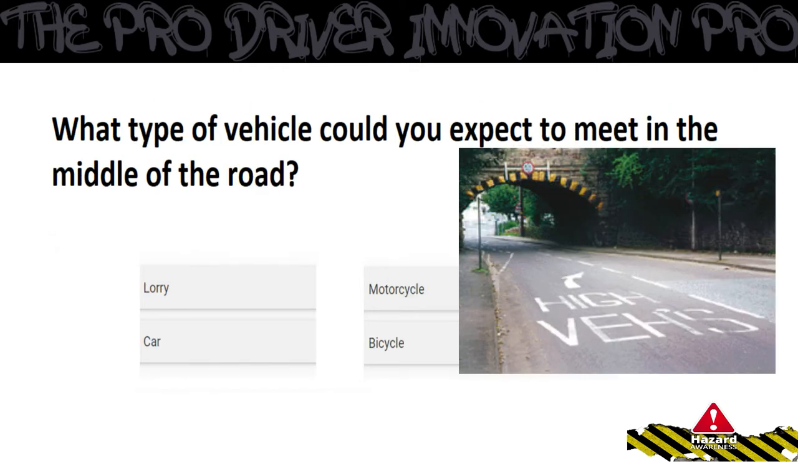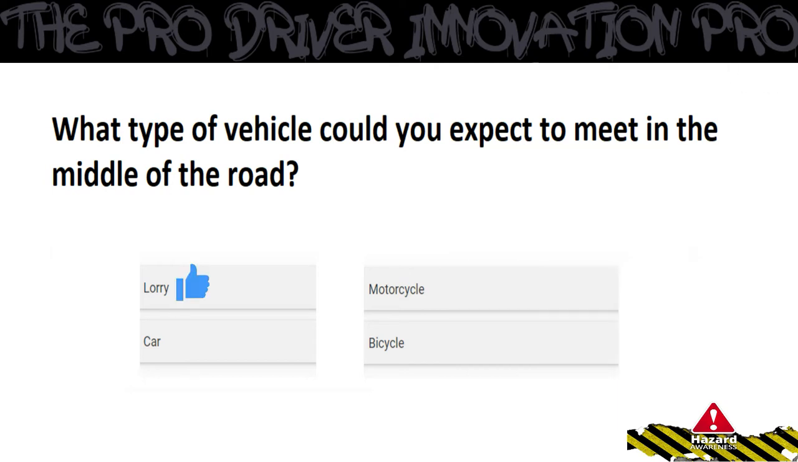What type of vehicle could you expect to meet in the middle of the road? Lorry? Motorcycle? Car? Bicycle? Lorry.